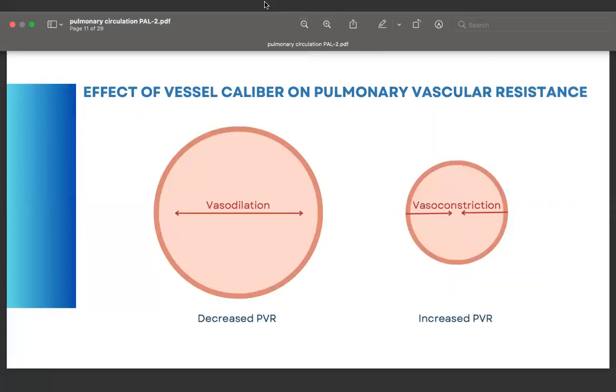So this diagram is showcasing the phenomena that we just discussed. Pulmonary vascular resistance is determined by the diameter plus the tone of the vessels. On the left, you can see that this vessel has a large diameter with vasodilation, so low tone. So these factors will result in decreased pulmonary vascular resistance, which indicates increased blood flow. In contrast, on the right, you can see that this vessel has a small diameter with vasoconstriction, so high tone. So these factors will result in increased pulmonary vascular resistance, which indicates decreased blood flow.